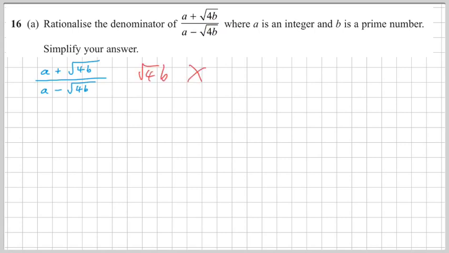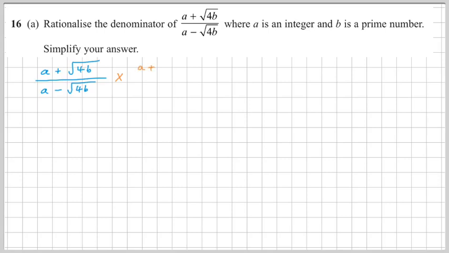I've seen a lot of candidates writing that in their working, and then later simplifying that to 2b, which is wrong. It would be 2 root b. So just be very careful. Now that symbol there is a multiplication, not a cross.